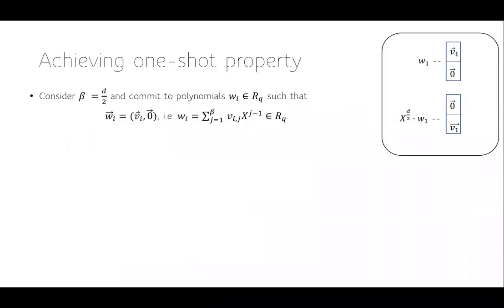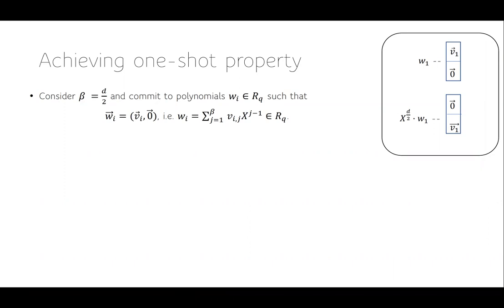So we briefly describe how to achieve this one-shot property. Let's set the base to be d/2. And I will commit to the polynomials wi, for which the coefficient vector consists of the vi and the zero. So let's look at the right hand side of the slide. I have W1, the coefficient vector: the first part of the coefficient vector is V1, and the rest is zeros.